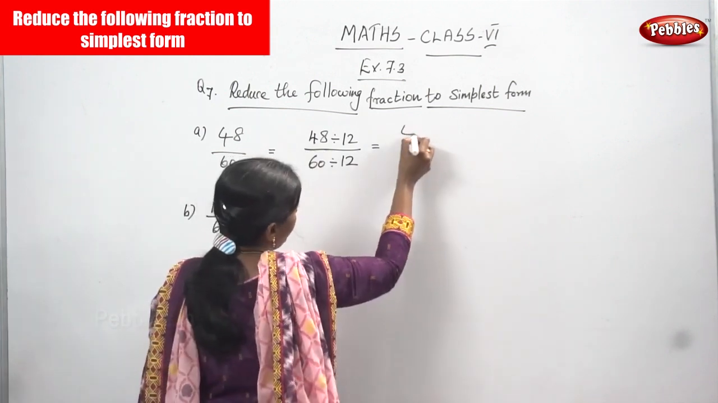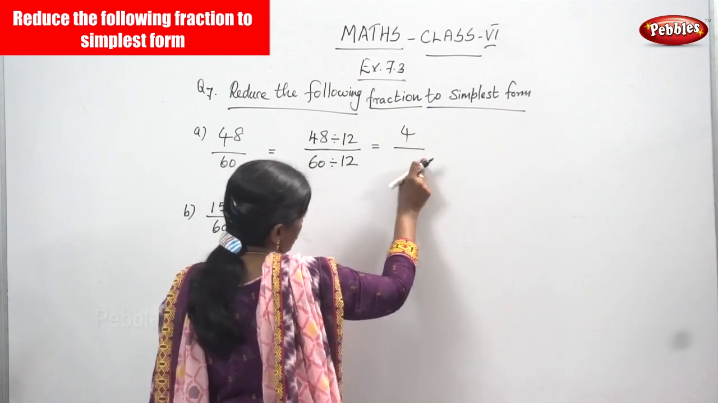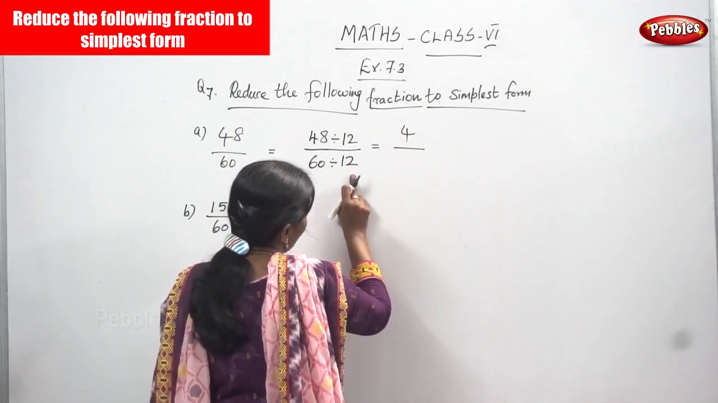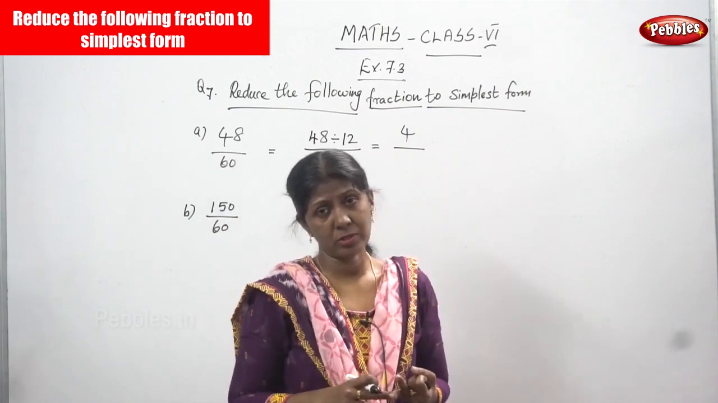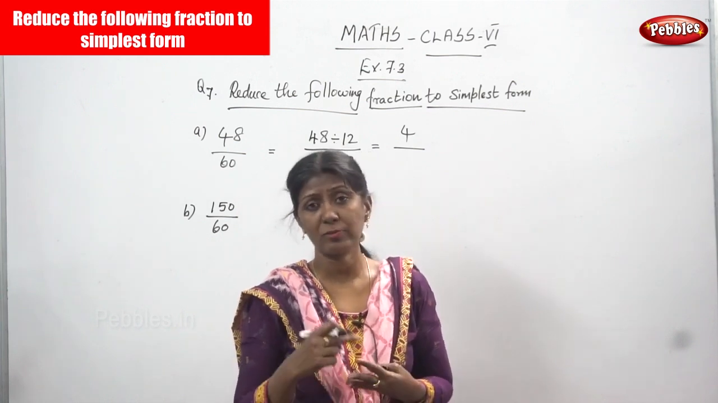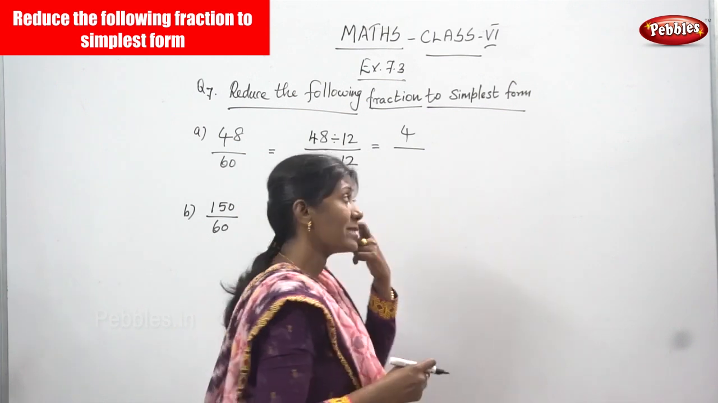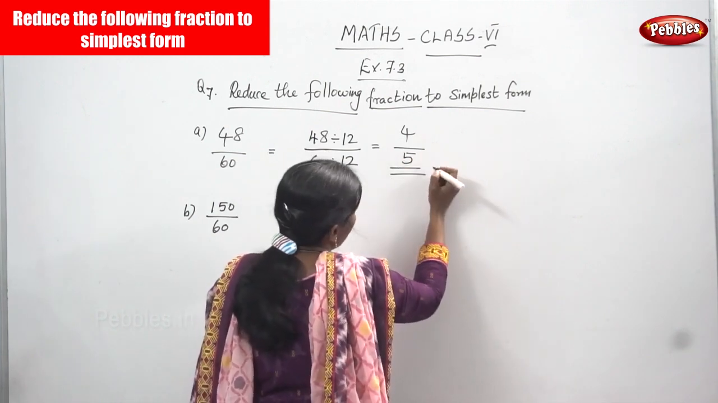So I have written 4 for the numerator, and the division symbol, and 60 divided by 12 means again you have to say the 12 table. 12 ones are 12, 12 2s are 24, 12 3s are 36, 12 4s are 48, 12 5s are 60. So the answer is 4 by 5.